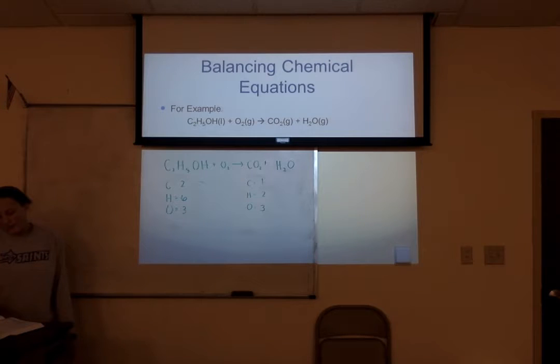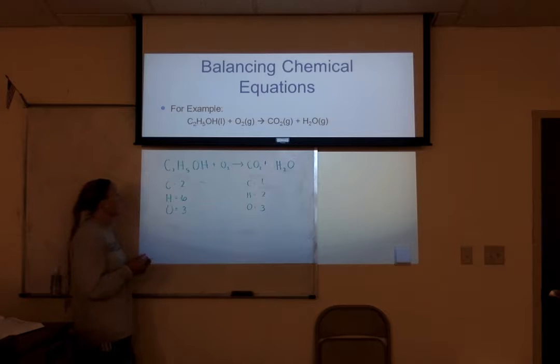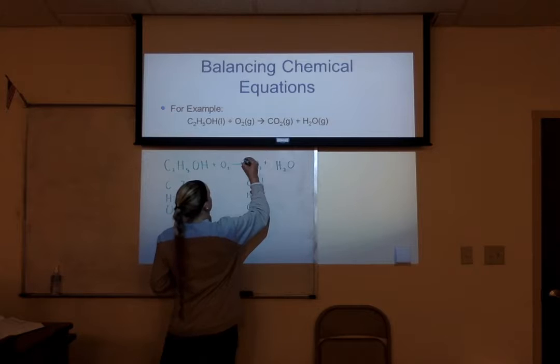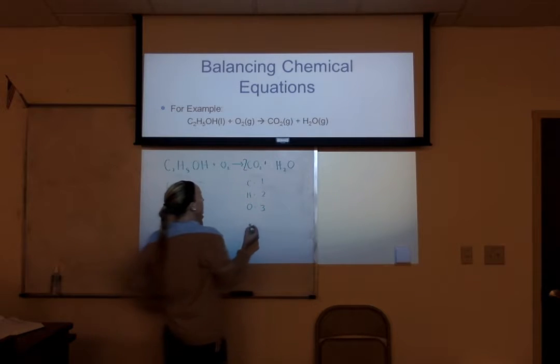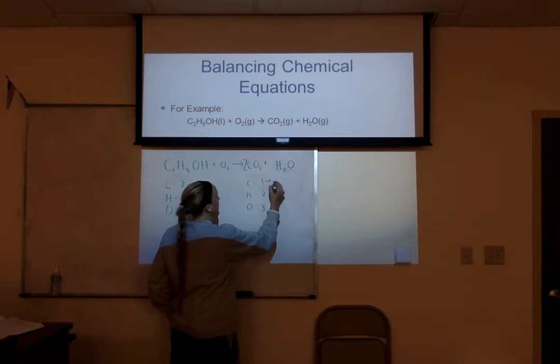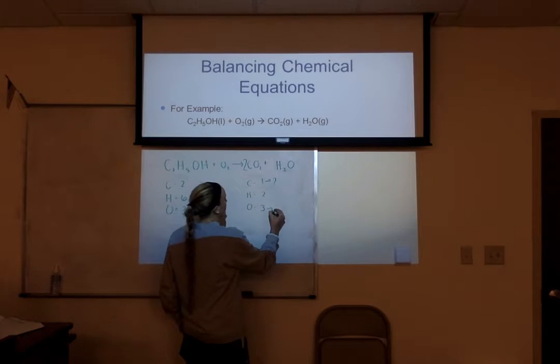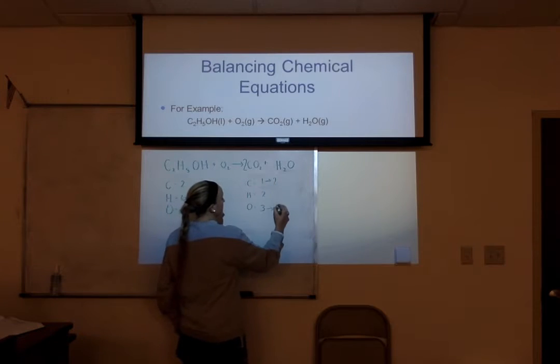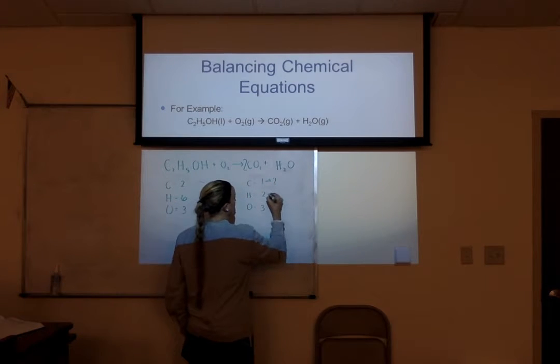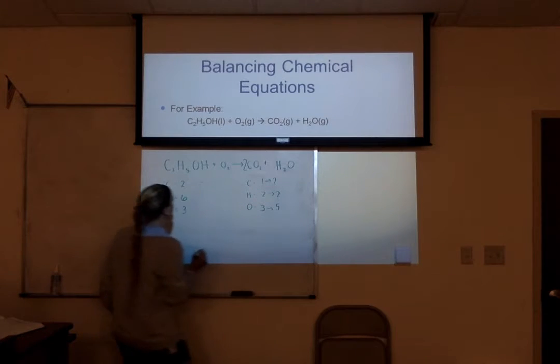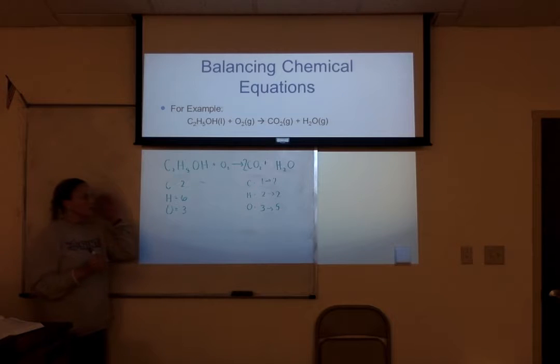Since C2H5OH contains 2 carbon atoms, we place the coefficient 2 in front of the CO2 on the product side. This now gives us 2 carbon and 4 oxygen here plus 1, so 5 oxygen. And it doesn't do anything to the hydrogen, so leaving that at 2. So now you can see that our carbon atoms are balanced.